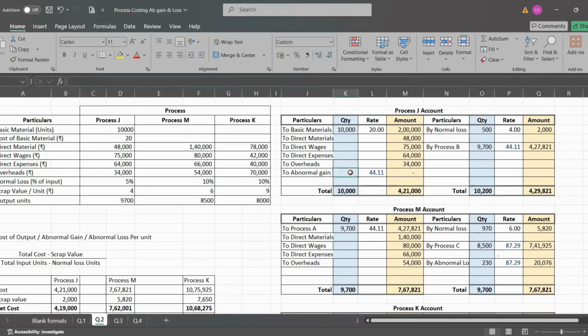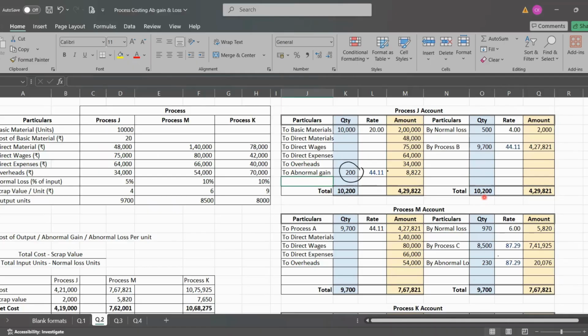Now let us see this. If this 200 is not shown here, when you take the total of this account's quantity column, on the credit side it is 10,200 and on the debit side it is 10,000. So directly you can see there is a difference of 200. So this 200 should be shown on the debit side, and on the debit side its name is abnormal gain. Now here you can see direct calculation due to formula, but you have to calculate it manually. First of all, calculate the quantity of abnormal gain or loss. In this case, abnormal gain is 200 as shown here.